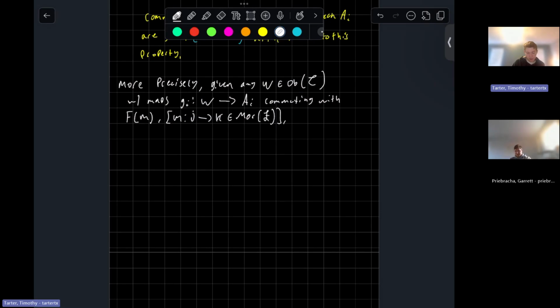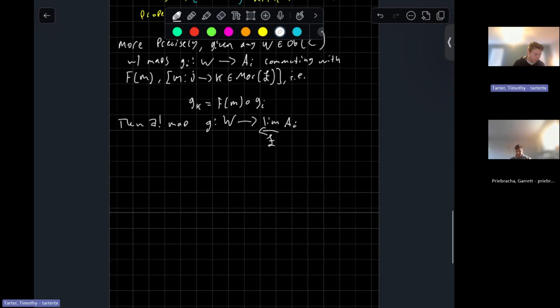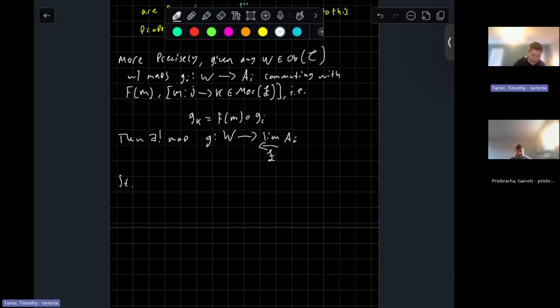And F is some functor into C, i.e. g_k is equal to F(m) circ g_i, then there exists a unique map g from W to the inverse limit over F(A_i) such that g_i is equal to f_i circ g for all i.